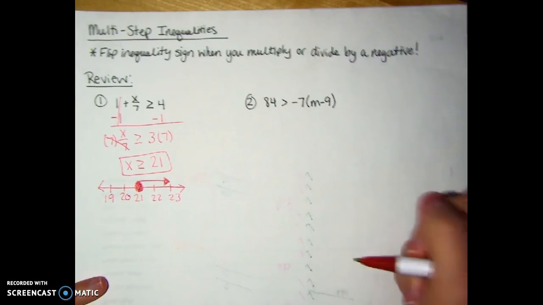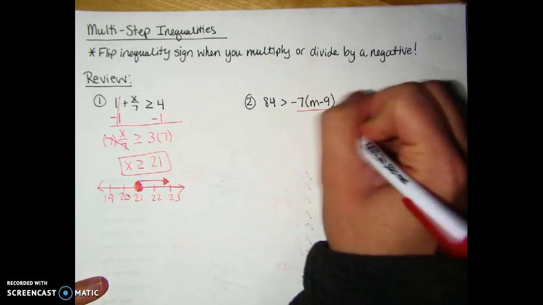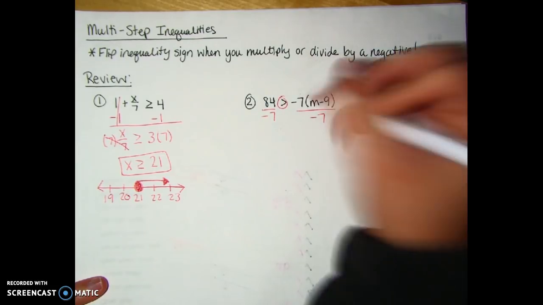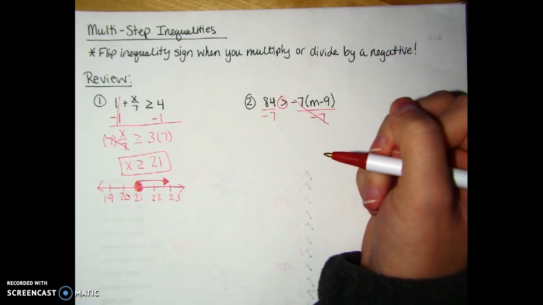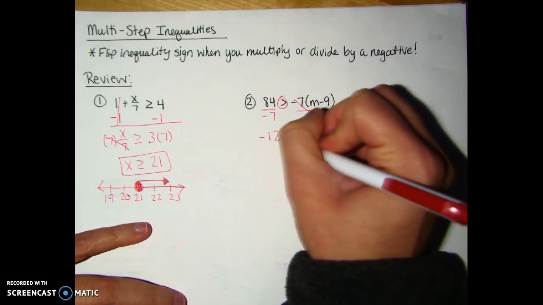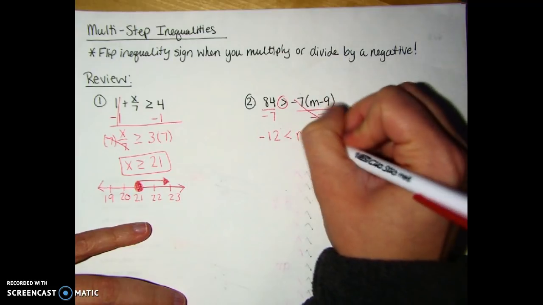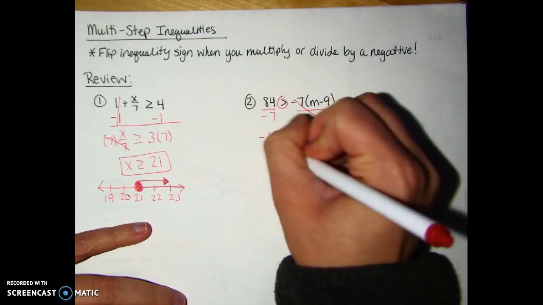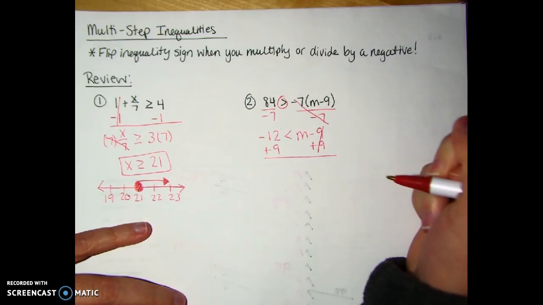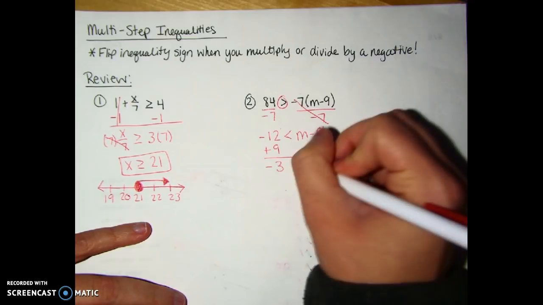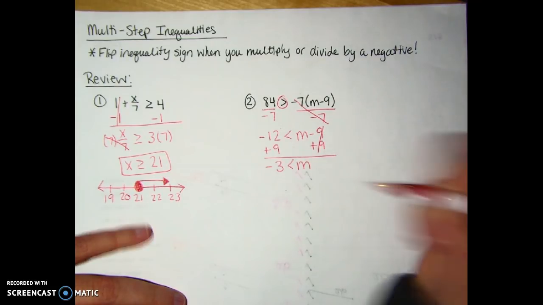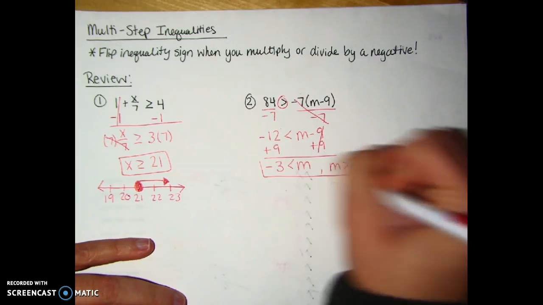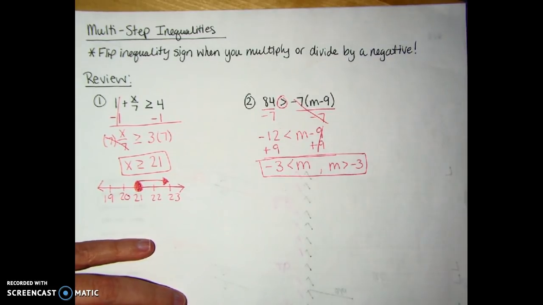Okay, now let's look at number 2. Divide both sides by -7. I'm dividing by a negative, so I need to flip the sign. 84 divided by -7 is -12. Flip the sign, m minus 9. Add 9 to both sides. -12 plus 9 is -3, and you can leave it like that. I'm going to rewrite it as m is greater than -3. Either one is fine, I prefer the variable first.